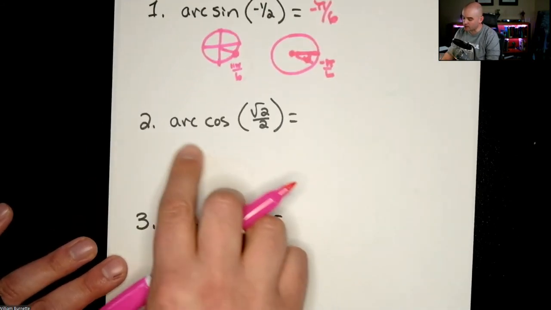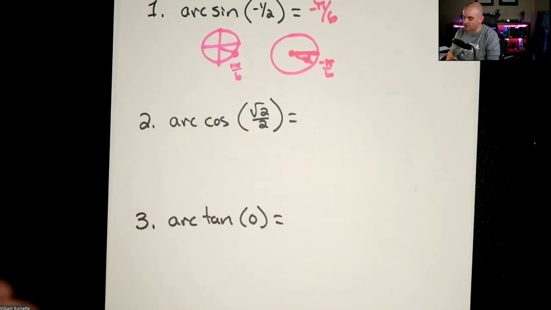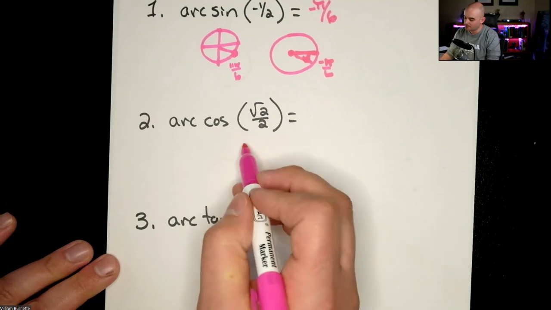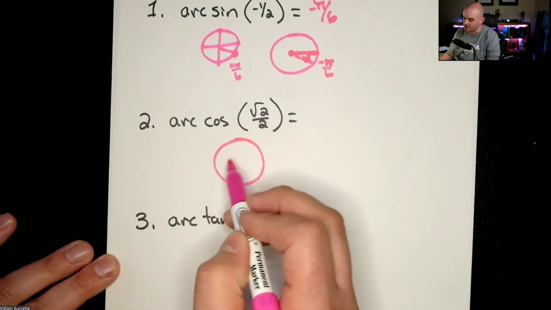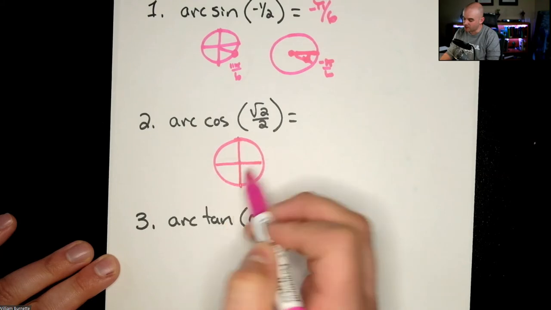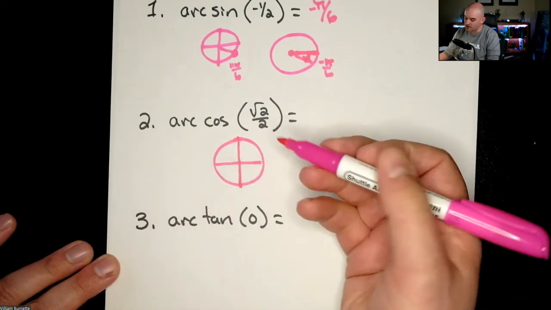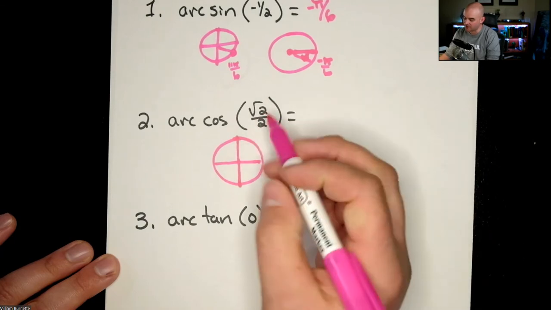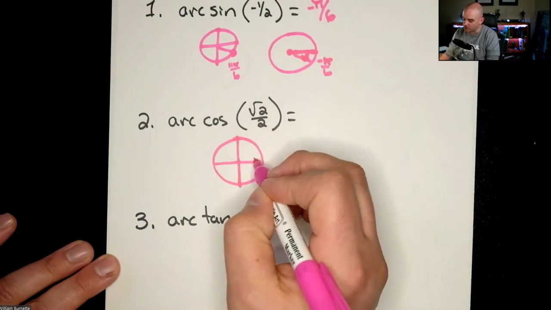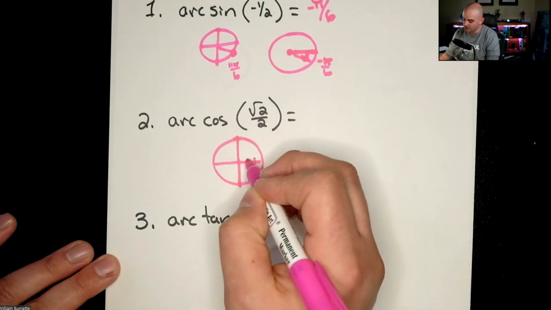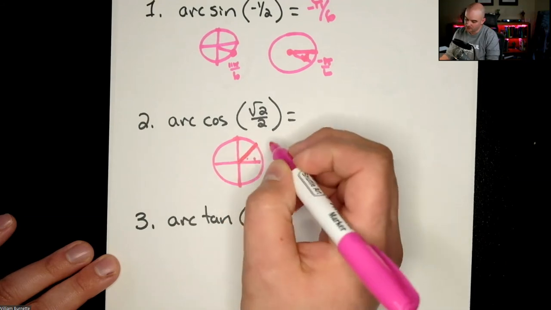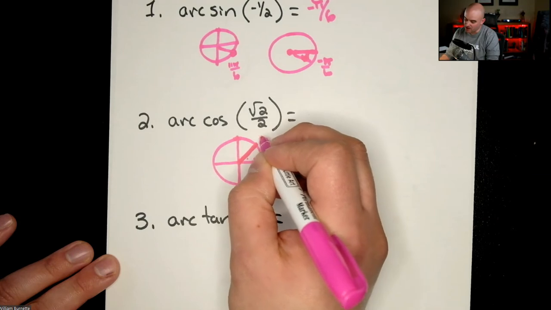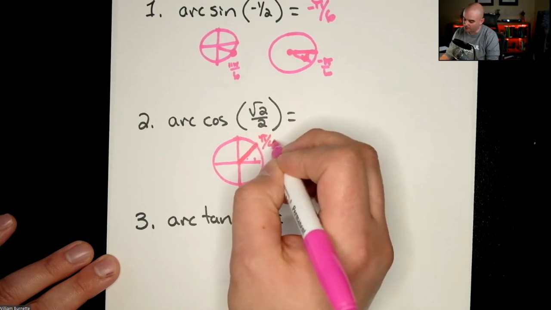Now for our next one, think about it in the same way: arc cosine of root 2 over 2. If we sketch a unit circle here, I want to know when the x value is root 2 over 2. Remember, with cosine we restrict ourselves to the top half of the circle. Over in here is going to be root 2 over 2. Where is it? It's going to be at a 45-degree angle, isn't it? And so this is at pi over 4.